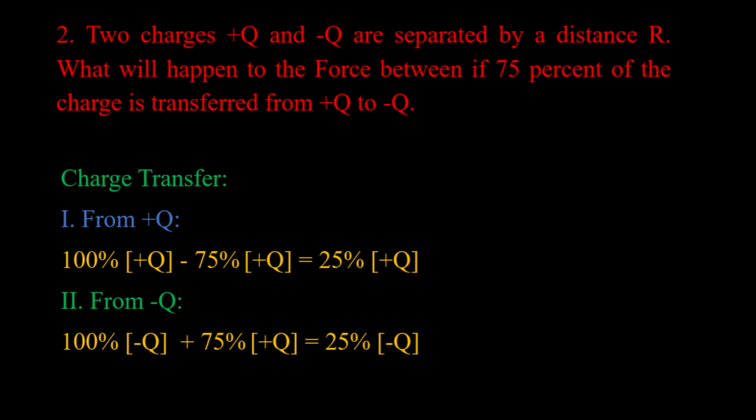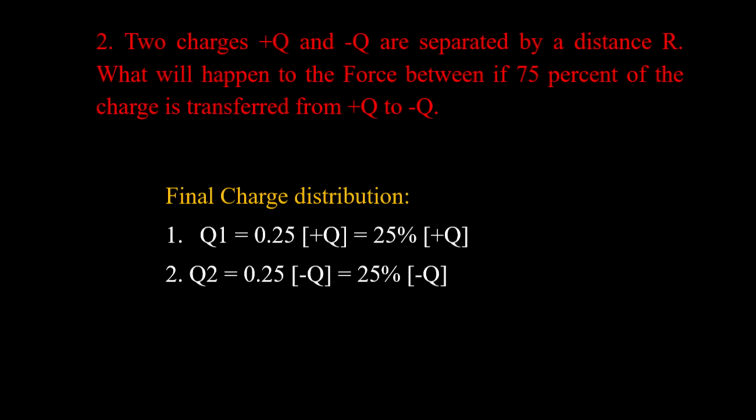So when you transfer plus q to minus q, the magnitude of minus q decreases. Okay, so when you transfer 75 percent of plus q to 100 percent of minus q, what remains is minus 100 plus 75, so minus 25%, 0.25 q remains. Okay, or it is minus 25 percent of minus q. Okay, the final distribution is plus 0.25 q and minus 0.25 q. This is the final charge distribution.